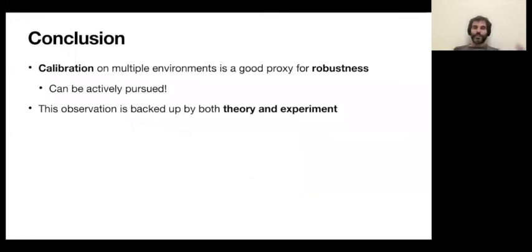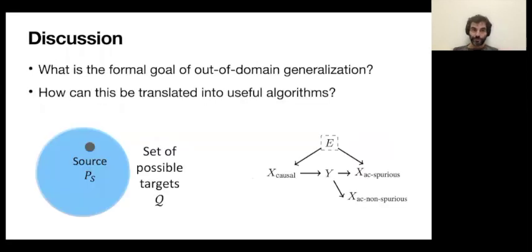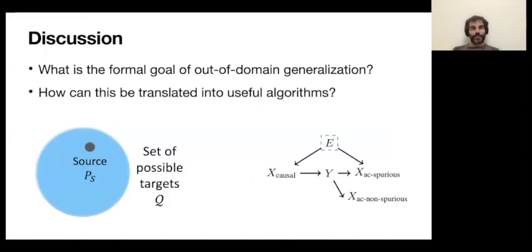So what we see is calibration on multiple environments is a good proxy for robustness. And this is something we can actively pursue. And this observation is backed up by both theory and experiment. And even simple stuff like post-processing calibration or just plotting calibration curves and comparing calibration scores for model selection is helpful. And these are all observable. So out-of-distribution is difficult because you don't see your test set. You have no validation set. But these are all observables because they use your training set. And they use the fact that it's partitioned into environments in a specific way. And these work, even the simple stuff like post-processing.